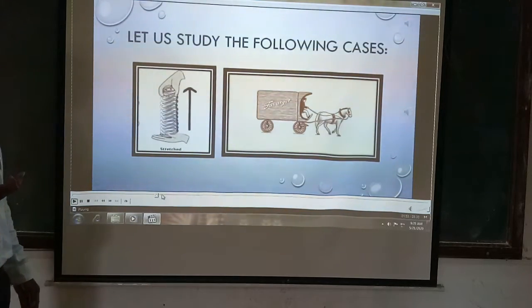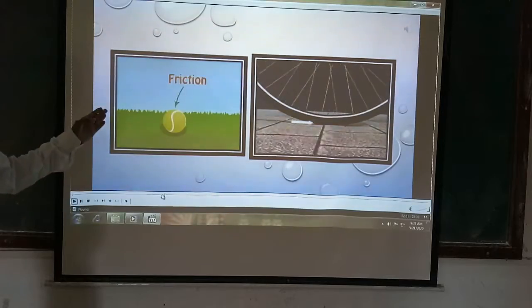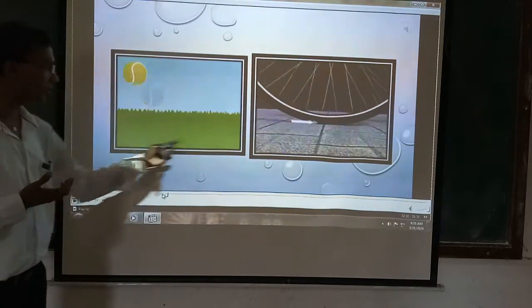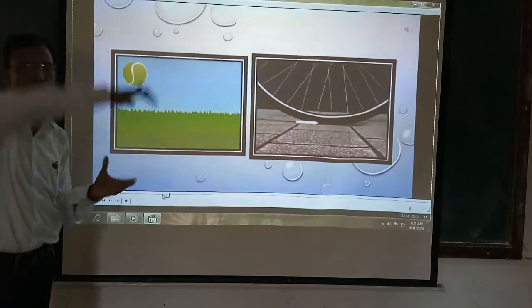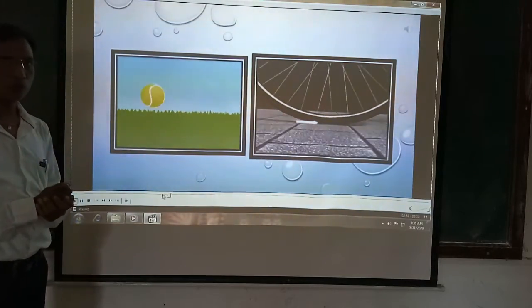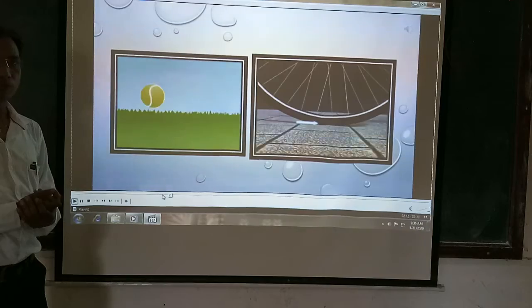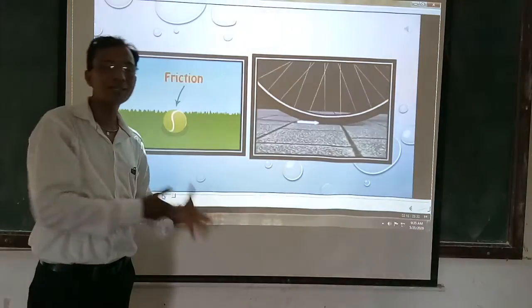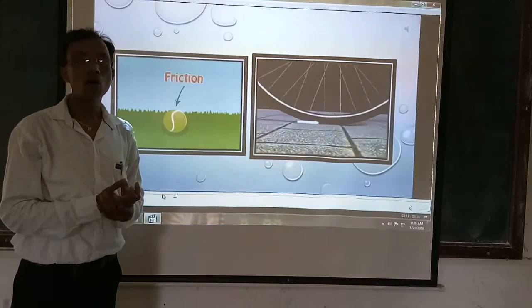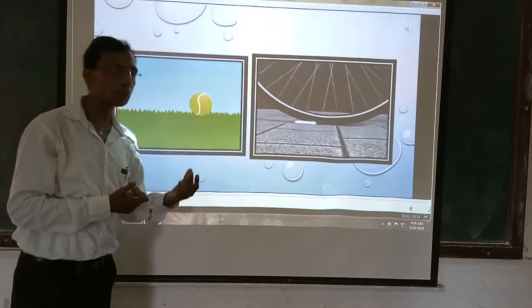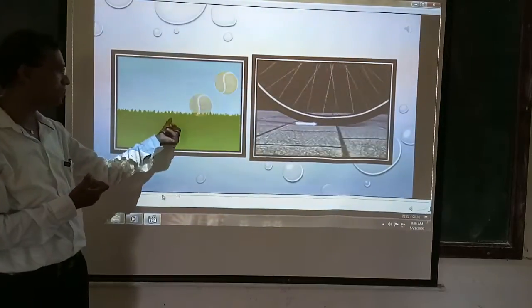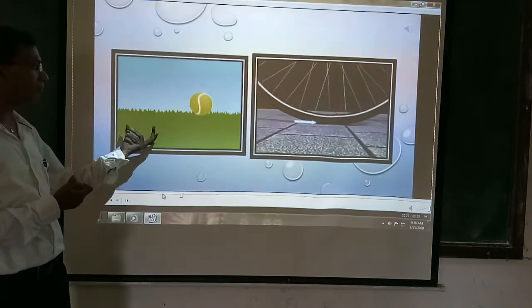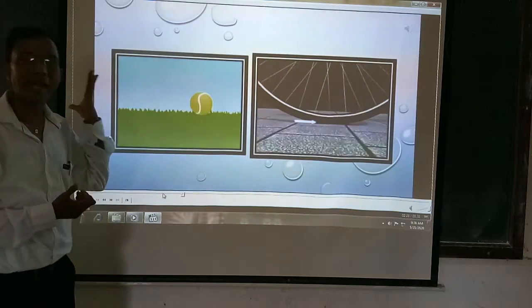So all this study is about friction. Here there is friction: you can throw a ball on the ground, and after some time the ball comes to a rest position. Why does it come to rest? Due to the friction force produced between the ball and the surface of the soil. The friction is produced, and for that reason it stops after some time.